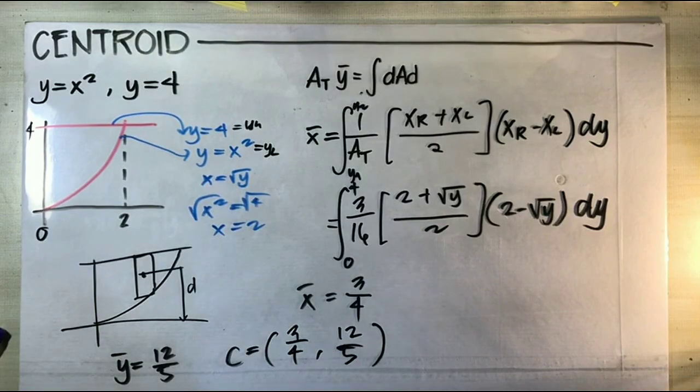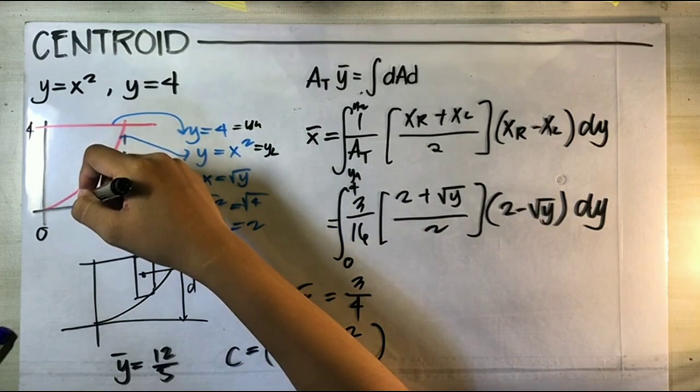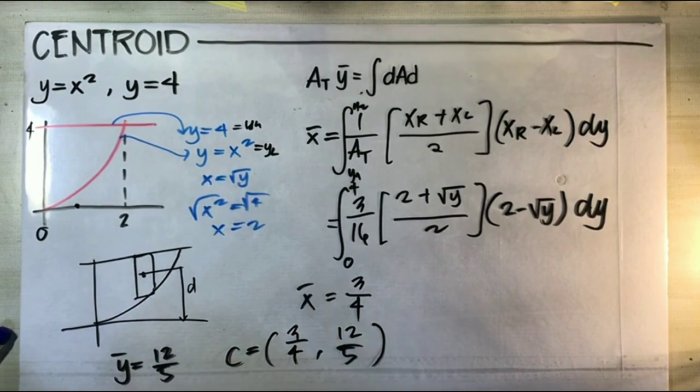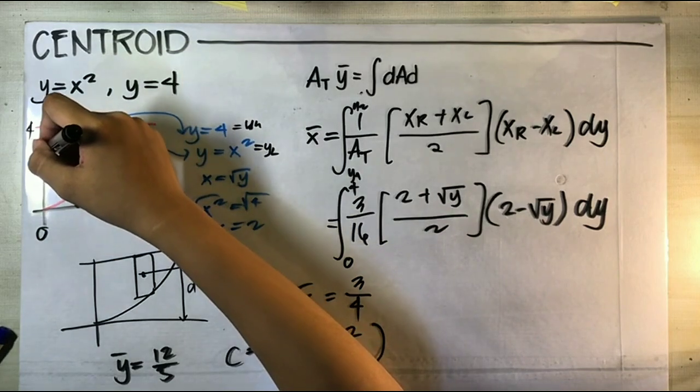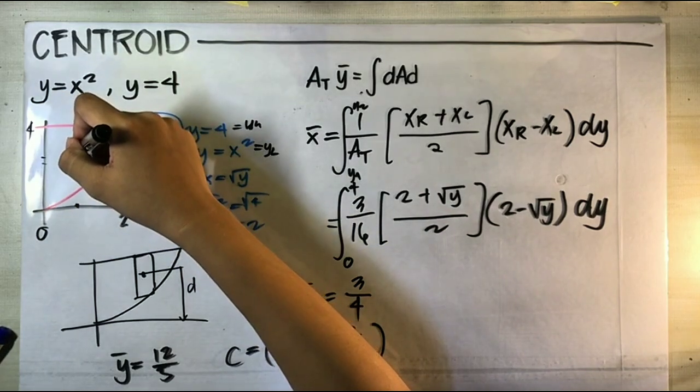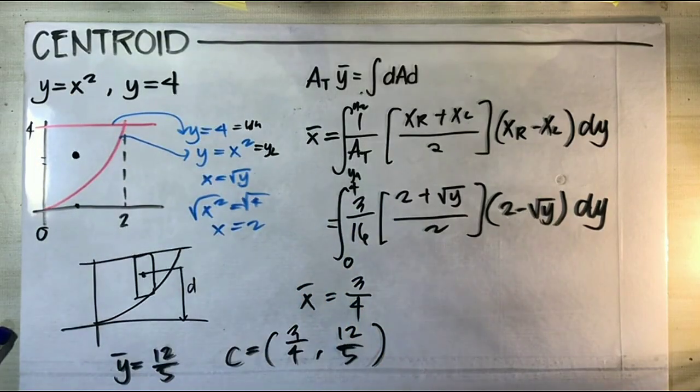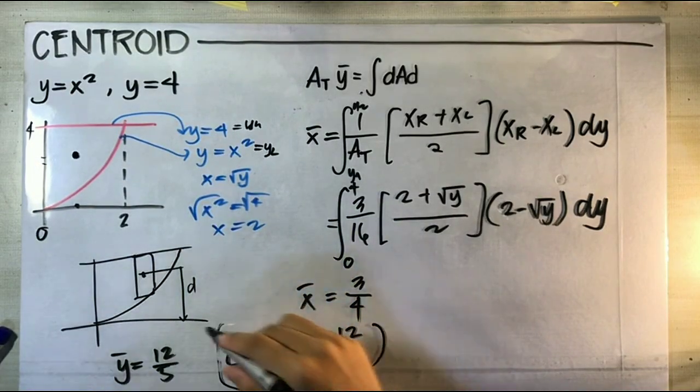So if we plug it to our graph, so our x bar is equals to approximately 0.75. So let's say over here, and then our y is at 2.4, so somewhere here. So our centroid is over here. This is our centroid.